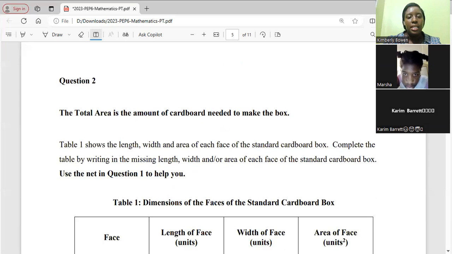The total area is the amount of cardboard needed to make the box. Table 1 shows the length, width, and area of each face of the standard cardboard box. Complete the table by writing the missing length, width, or area of the face of the standard cardboard box. Use the net in question 1 to help you.